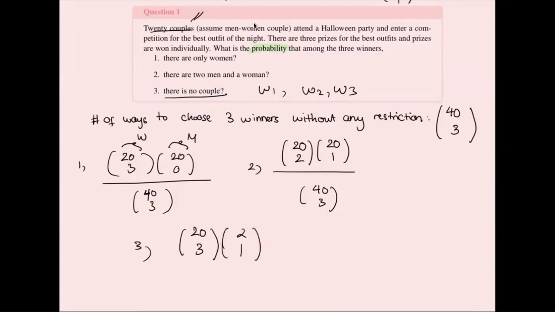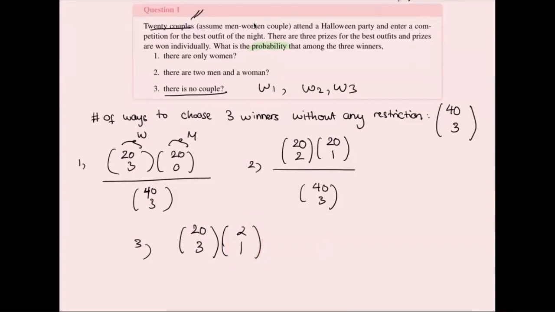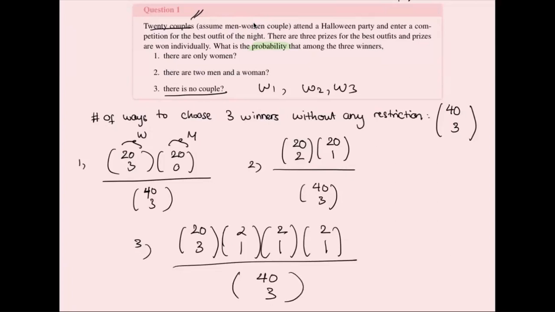So I first choose the winner from couple 1, and I choose the winner from couple 2, and I choose the winner from couple 3. And I divide it by 40 choose 3.